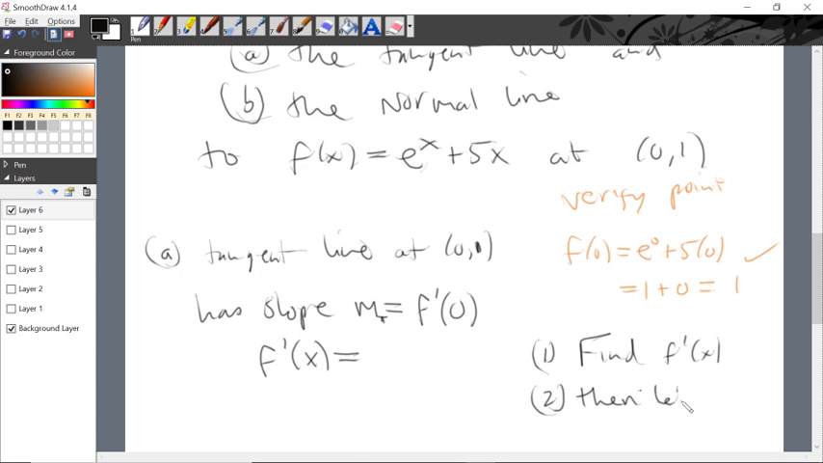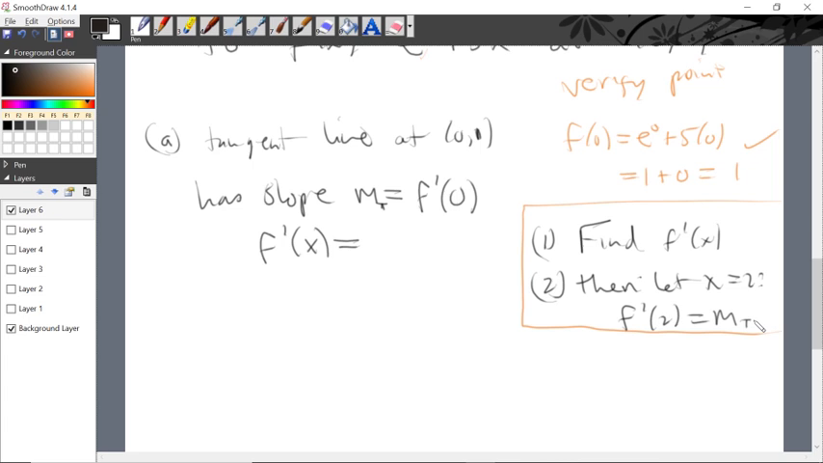Then you let x equals 2 in order to find out what f prime of 2 is equal to. That's the process that we should follow. Then f prime of 2 would equal our slope, the slope of the tangent line, that is. But don't reverse this process. If you plug the number into the function and then take the derivative, you'll just take the derivative of a constant, it'll be 0, and that does not mean the slope is actually 0.